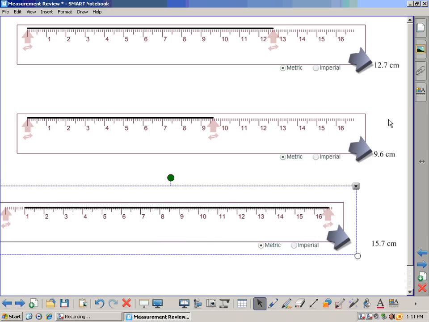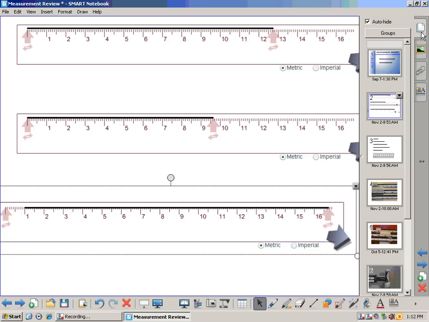Feel free to rewind at this point, and you can do some practice on your own paper using lines you've drawn and using the ruler provided with your agenda or any ruler you might have at home.